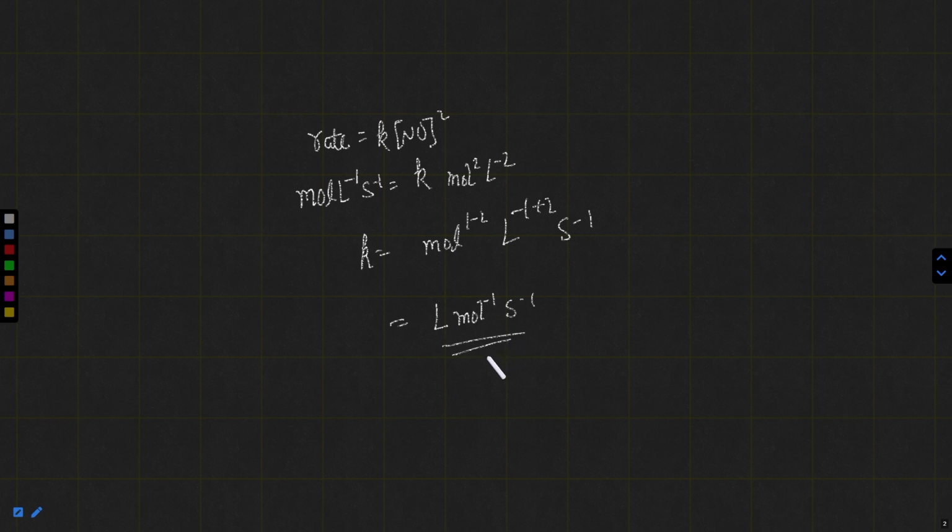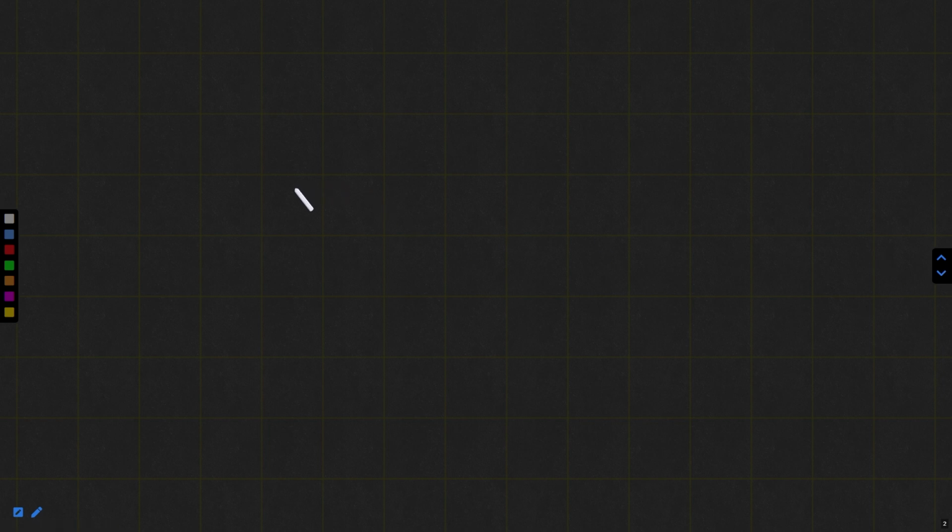Is it okay? Now next, how do we do it the shortcut way? There is a simple formula for that. It is given as mole to the power 1 minus n, liter to the power n minus 1, and per second, where n is the order of reaction. This is the shortcut. If you just put these powers in, you can do it easily. If you put n equal to 2, then 1 minus 2 will give you minus 1, and n minus 1 will give you liter 1, and per second.